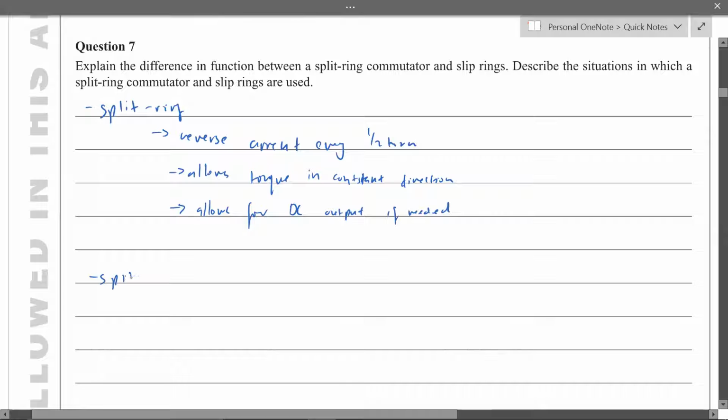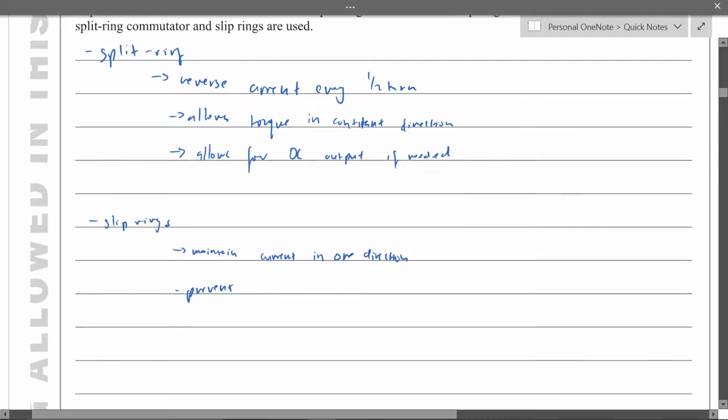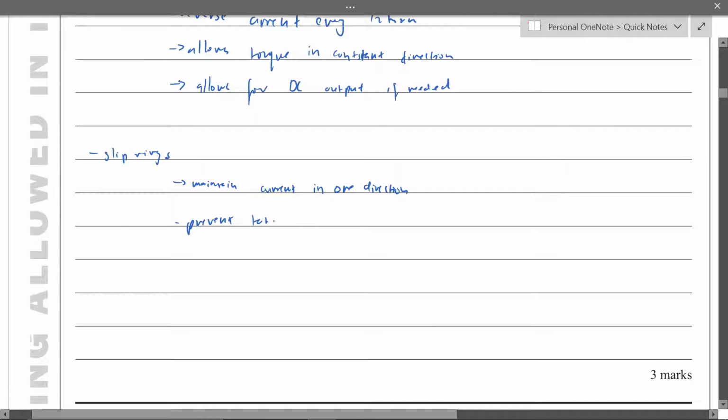So slip rings, how they work: maintain current in one direction, prevent tangling, allows AC output if needed.